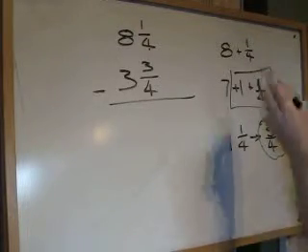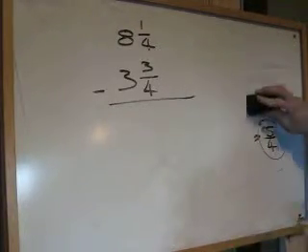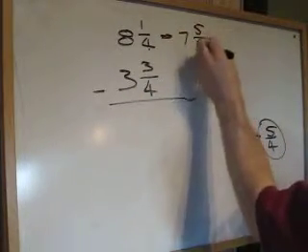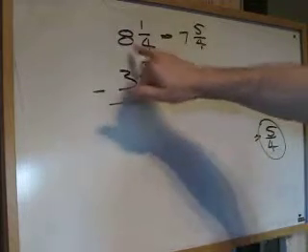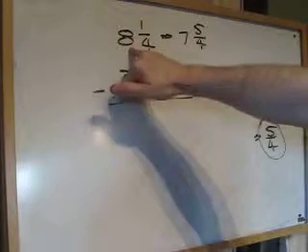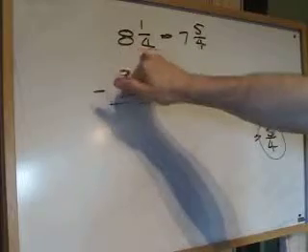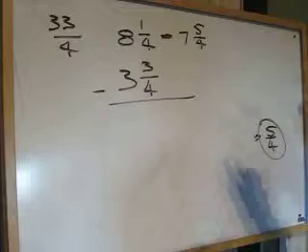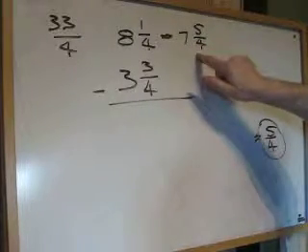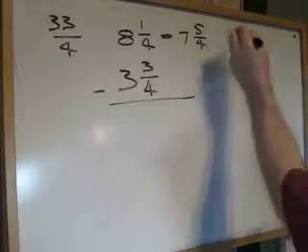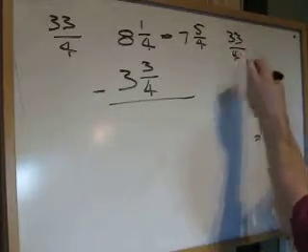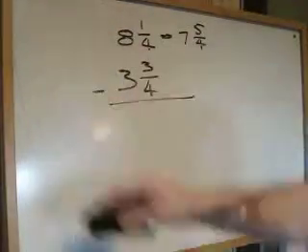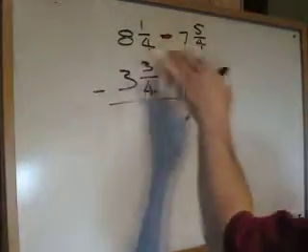So instead of this being 8 1/4, it is now 7 5/4. Now, watch what happens here. Let's change this to an improper fraction. 8 times 4 is 32, plus 1 is 33 over 4. Now let's see what we get here. 7 times 4 is 28, plus 5, 33 over 4. So they're both equal to the same number. Okay, they both make the same improper fraction. So we know we did it right.